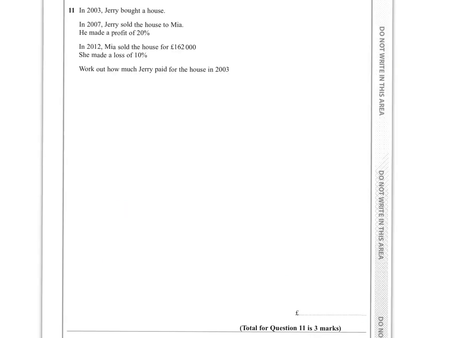Question 11. In 2003, Jerry bought a house, and why don't we call that X pounds. In 2007, Jerry sold the house to Mia. He made a profit of 20%. Well, to increase something by 20%, you want to times it by 1.2. So that's the price he sold the house to Mia. In 2012, Mia sold the house for £162,000. She made a loss of 10%. So if you want to reduce something by 10%, you times it by 0.9.